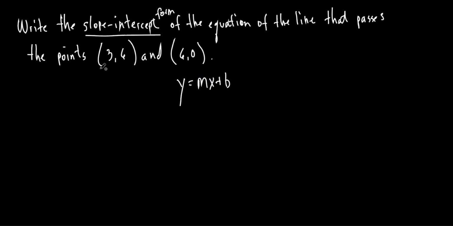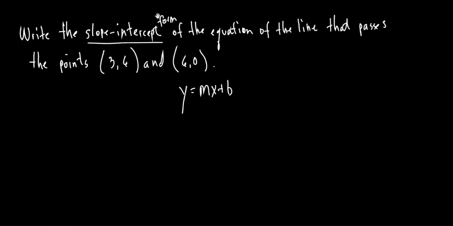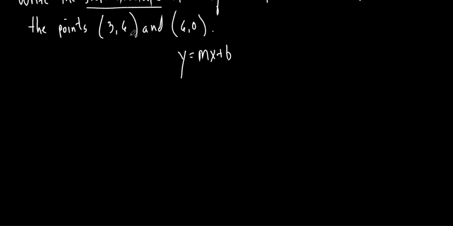So how in the world are we going to take these 2 points and make an equation of a line out of it? Well, we've already done the one thing. We did it just a minute ago. What was the first thing I did between those 2 points? I found the slope. So with these 2 points, I can find the slope. Everybody okay with that? So that's what I'm going to do.